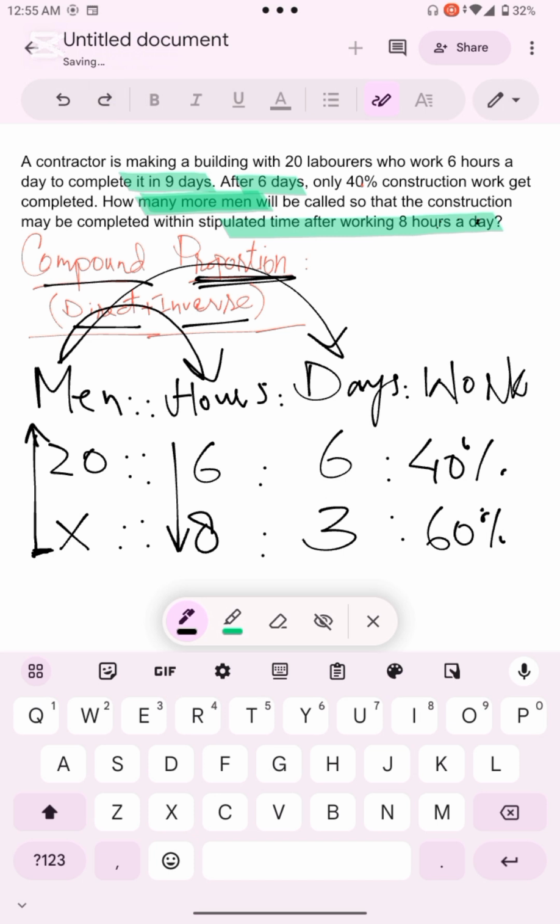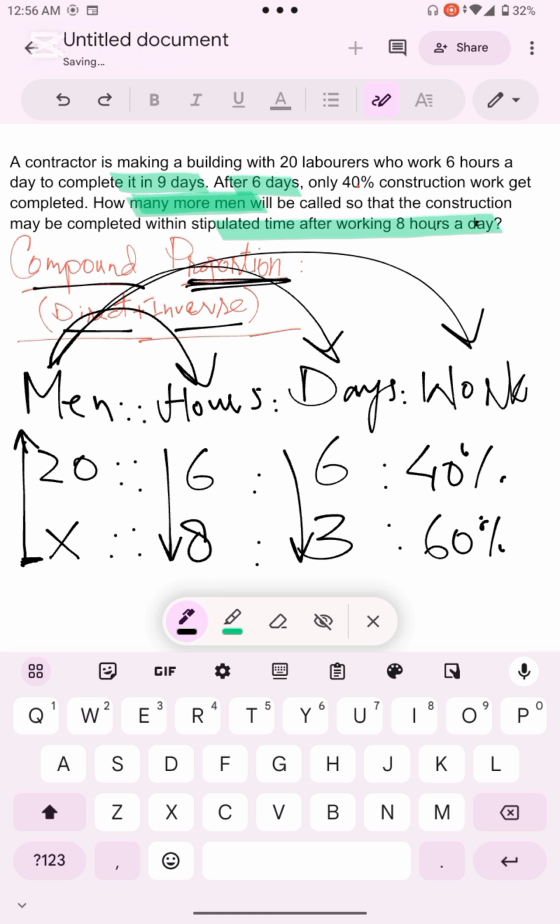What will you do with men and days? If men are more, the number of days would be less to complete. If instead of 20 there are 2000 men working on that building, very few days will be required. So more men and fewer days, more men and fewer hours. Now we get to the amount of work. If more men are there, more amount of work will be completed.